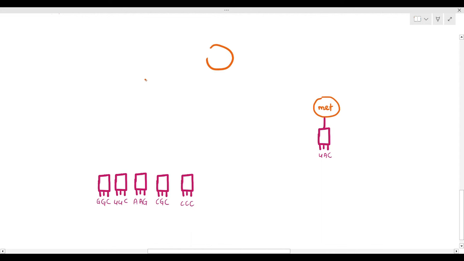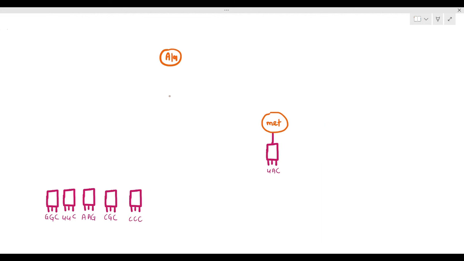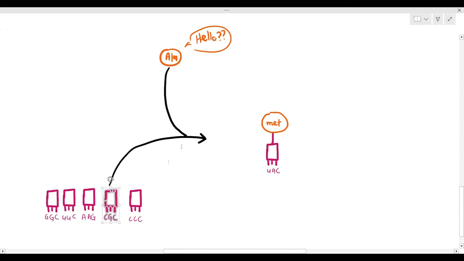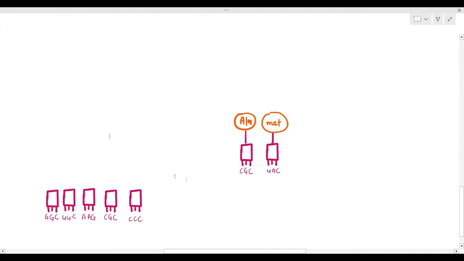That's basically it. For example, if there's alanine as an amino acid, it will only join together with a tRNA with the anticodon of CGC. Because remember, tRNAs are specific to the type of amino acids they carry. This is universal across all living organisms, be it an otter, a mango tree, or a bacterium.